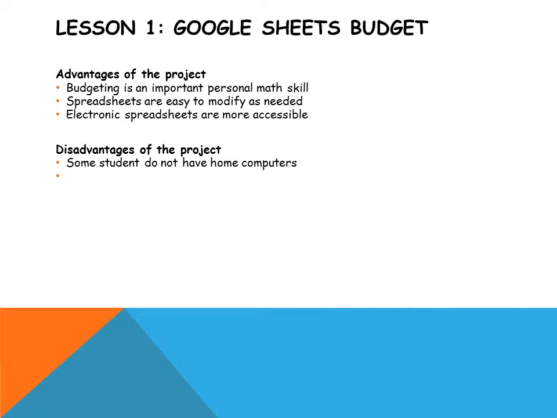Budgeting is a very important personal math skill. The advantage of using any spreadsheet program to create a budget is in the ability to make changes easily to that budget. By putting the budget in Google Sheets, students can access their budget at home even when the class has ended. By sharing the Google Sheet with me, I can monitor their work for grading purposes. The main disadvantage for the electronic spreadsheet is for students who do not have a home computer.